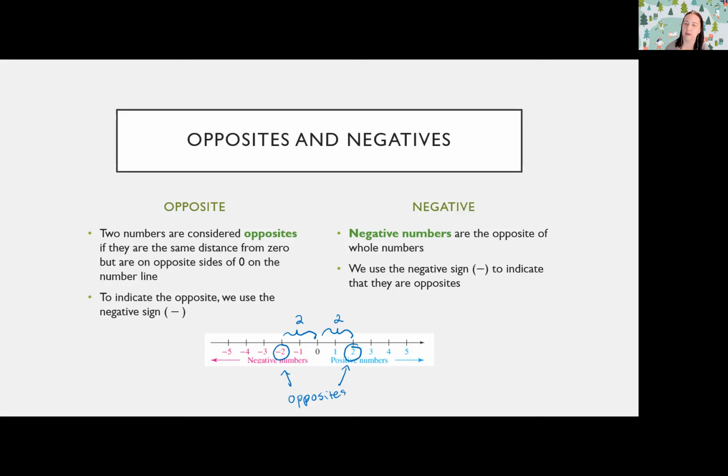That's what brings us to negative numbers. Negative numbers are the opposites of the positive or whole numbers. So you basically have two sides of the number line, and they are opposites of each other. That's why -2 has that negative sign, to indicate that it is the opposite of 2. Same distance, just on the other side of the number line.